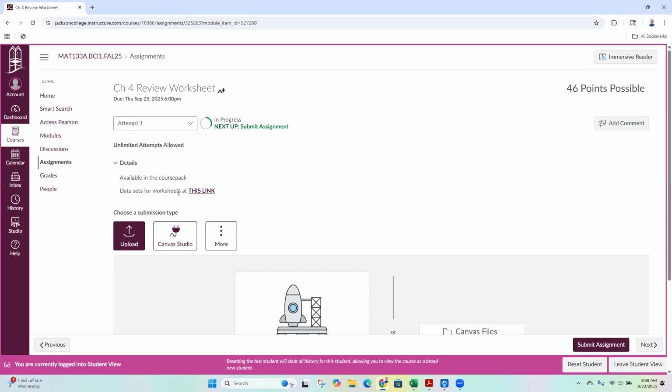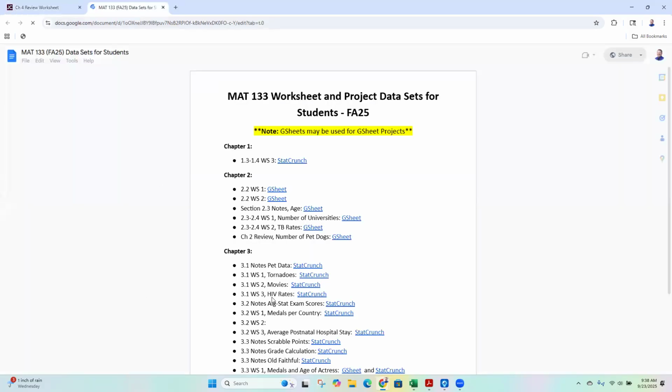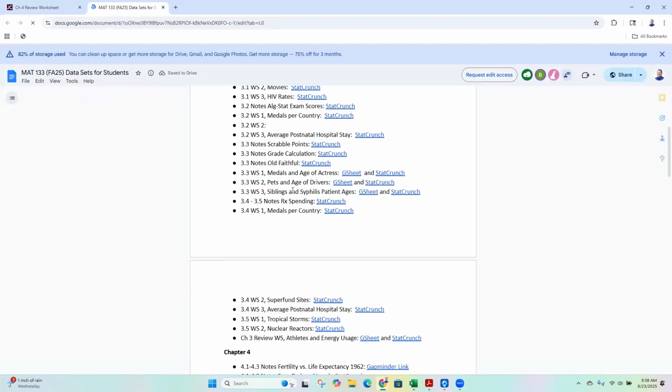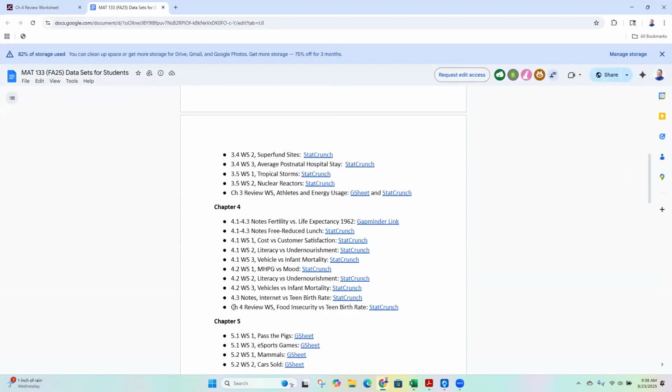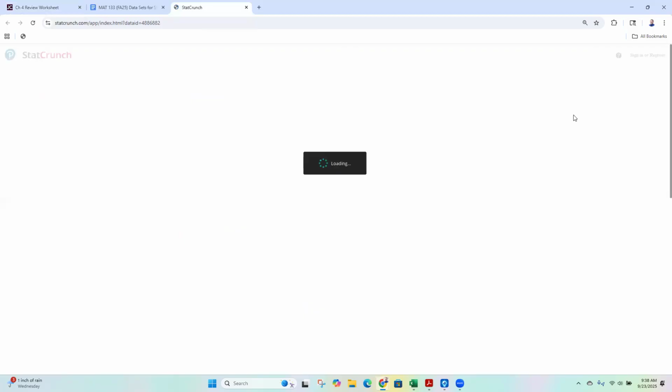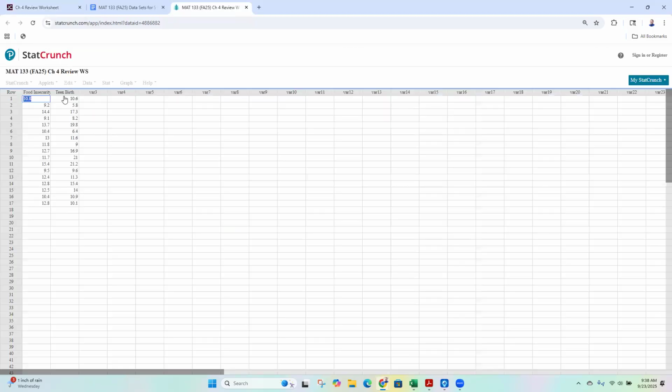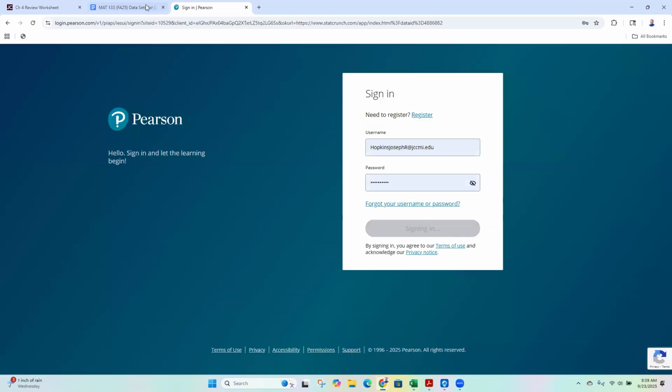In Canvas, if I click on the chapter 4 review worksheet, it's going to bring me here. And then there is a link that brings us to that Google document with all of the different data sets. If I scroll down for chapter 4, the chapter 4 review worksheet is right here. And that's going to have a link to StatCrunch, because in there is one of the questions that we're going to be working on. So that way you don't have to type all of it in, right? You can click on that link.